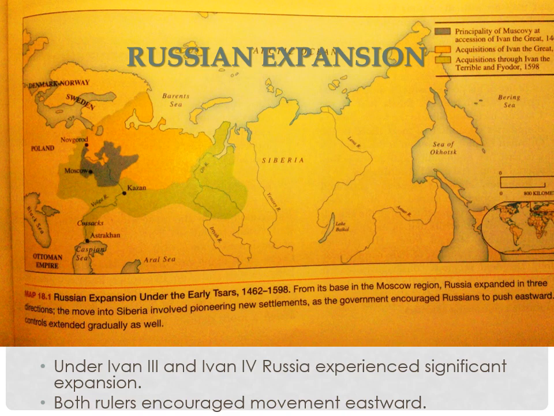So both rulers did encourage movement eastward. It was the region with the least resistance. Europe was mostly settled again, so eastward was kind of the unknown. It was also an area immediately east of Moscow that had dense forests with firs and wood.